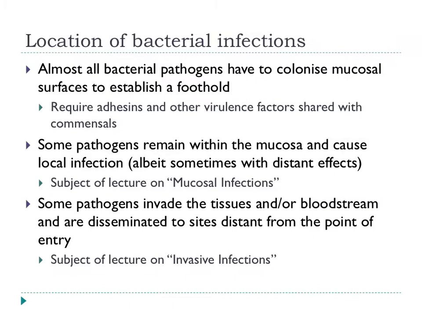If we look at the location of bacterial infections, we've already said that bacteria have to establish a foothold on the mucosal surfaces first of all, and that requires adhesins and other virulence factors. Some stay within the mucosa, and those we dealt with in the last lecture. In this lecture, we're going to look at pathogens that actually invade the tissues and are disseminated to sites distant from the point of entry.